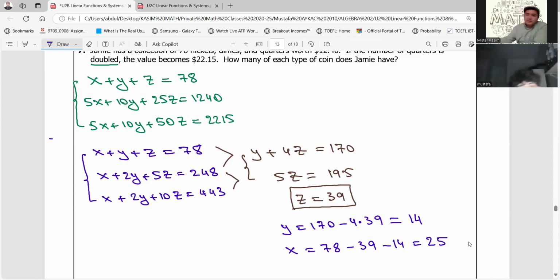25. Okay. So what is the question? How many of each type of coin does Jimmy have? So we can write here. Okay, that is, dot, dot, dot. So quarter, 25. Not quarter, it is nickel, right? And dimes, it is 14. And the quarters, 39.